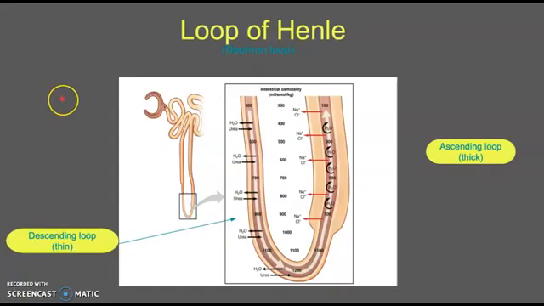Here's a visual of the nephron loop, also known as the loop of Henle. You see the descending limb, which is thin, and you see the ascending limb, which is thick.